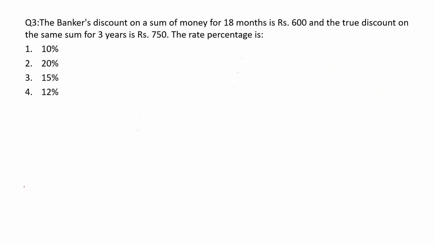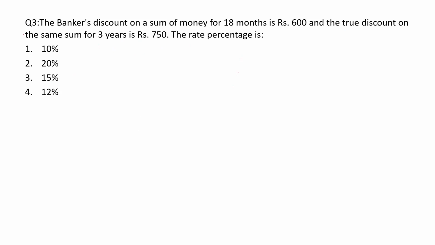Let's move to the third problem. So this problem involves discount. The banker's discount on a sum of money for 18 months is 600 rupees and the true discount on the same sum for 3 years is 750 rupees. What is the rate of discount?